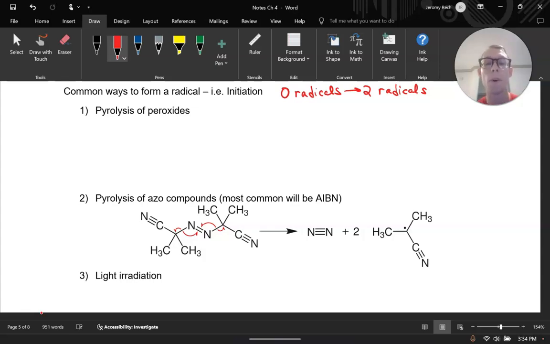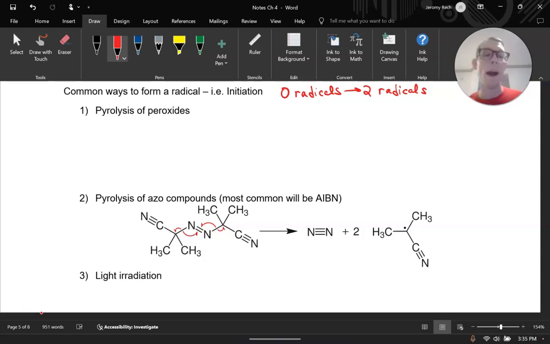mechanisms. For our free radical chain reactions, we are going to have multiple different parts. We're going to have an initiation, a propagation, and a termination. And all 3 of those are going to be going together in order to make our entire mechanism. Right here, we're just going to be focusing on the very first part.